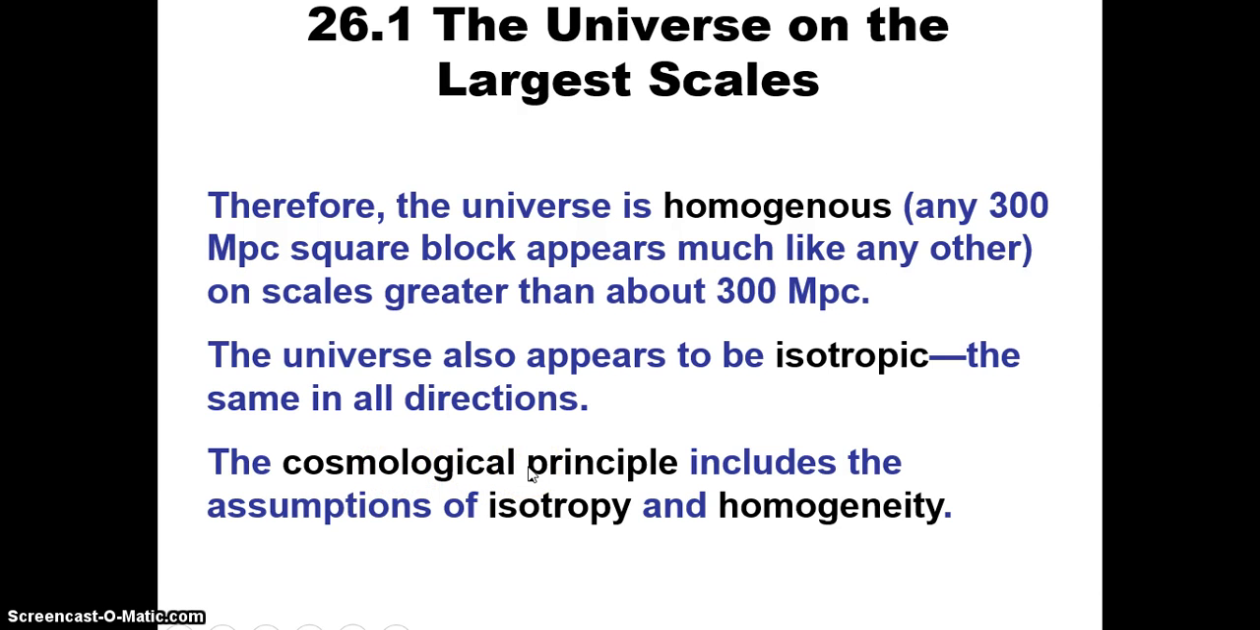All right, so on really large scales, more than 300 megaparsecs, the universe is both isotropic and homogeneous. And again, that's called the cosmological principle. And so this is a basic tenet of cosmology, that this is true. We've never seen violations of this when we go at large enough scale.